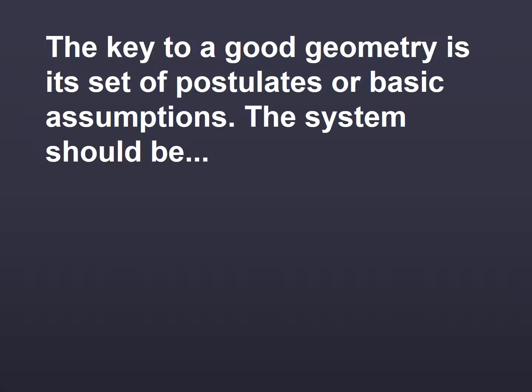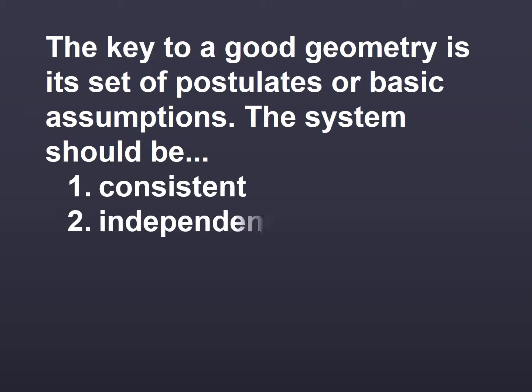A key to a good geometry system is a set of postulates or basic assumptions. So these are like the building blocks of the system. So we want our system to be consistent, independent, and complete. We're going to look at each of these characteristics individually.